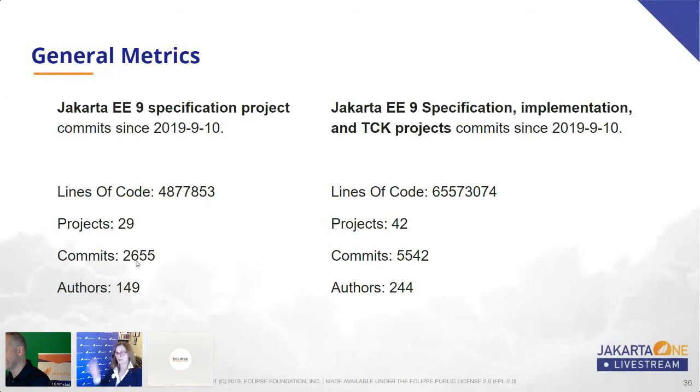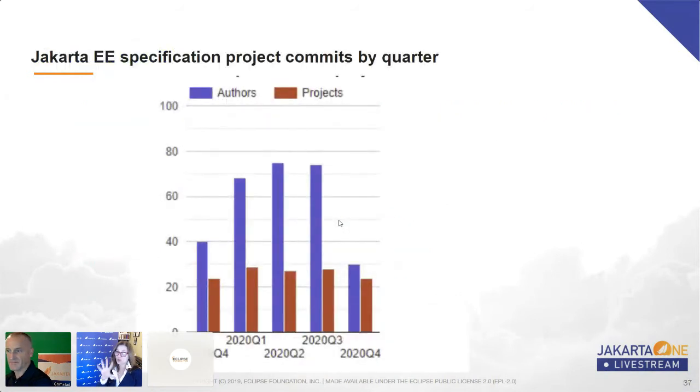And if we look at all of the projects collectively, you can see that we have 244 authors, over 5,500 commits and 42 projects. I don't want to even mention the lines of code. I'm almost having a hard time reading this number. It is pretty fantastic to see. I also want to show you how our stats are looking from the moment we started work on Jakarta EE 9. You can see the number of authors and projects that were touched in each of the quarters.